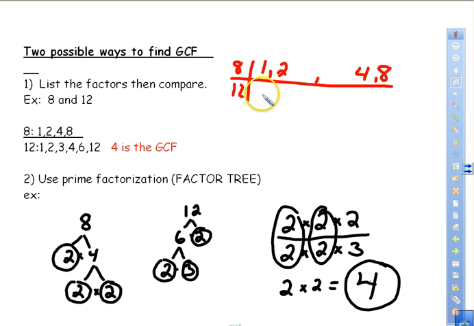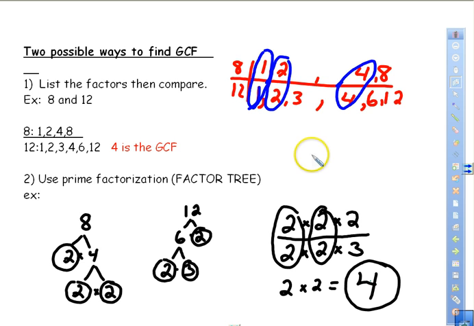Then for 12, we have 1 and 12. Then we start with the next number, which is 2. Does 2 go into 12? Yes. 2 times 6 gives me 12. Then you try 3. Does 3 go into 12 equally? Yep. 3 times 4. And then we say, does 4? Well, we already have 4, so we are done. And you can see how you work your way to the middle so we don't miss any factors. Now you're trying to find common factors. So we have 1, the 2, and the 4. And the greatest common factor that we have when we list the factors is this largest number, which is 4.